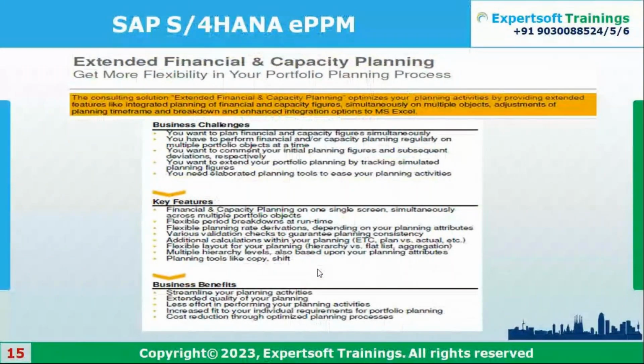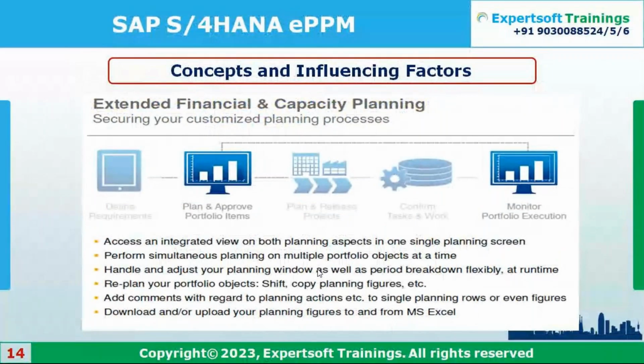There are some factors influencing this financial planning and the capacity plannings. Vice versa, the planning can be done at the portfolio item level or initiative level, and that can be transferred into PS or C projects. Or from C projects or PS projects you do the financial plannings, and that can be automatically transferred into your financial and capacity plannings.